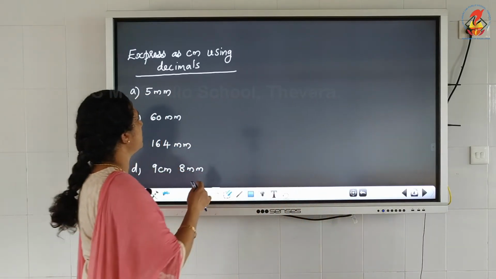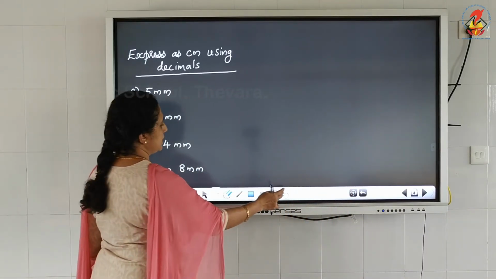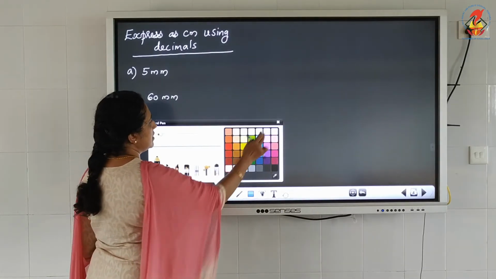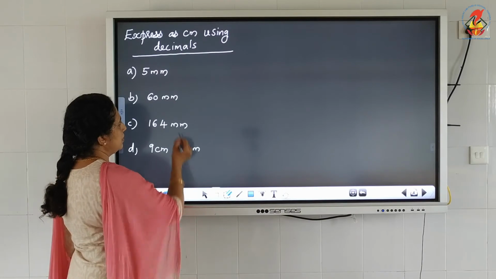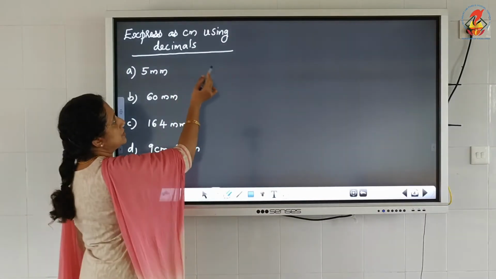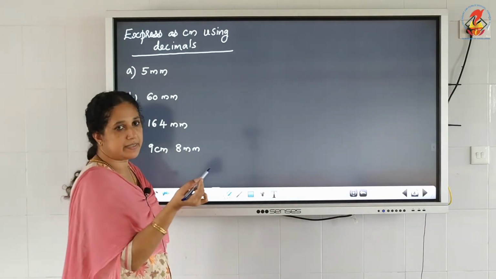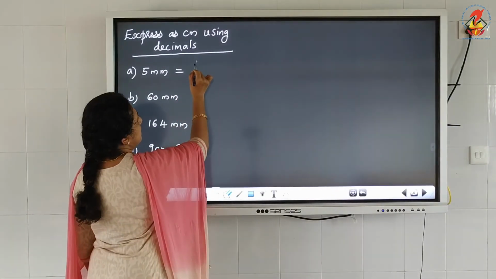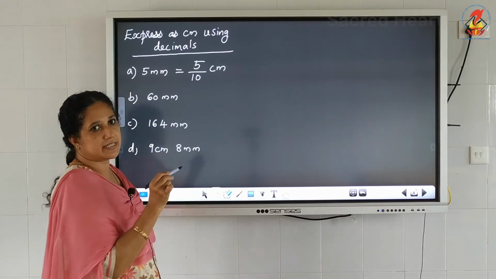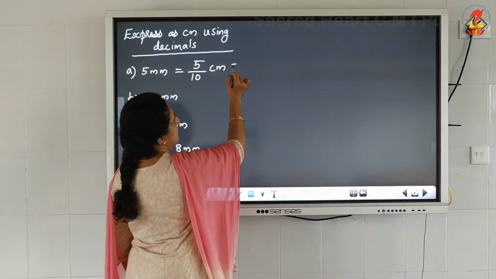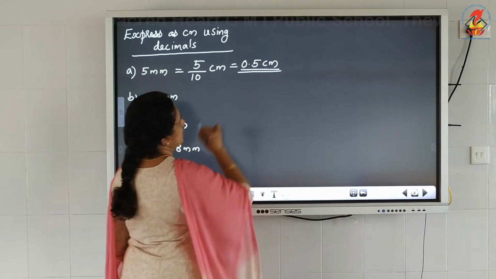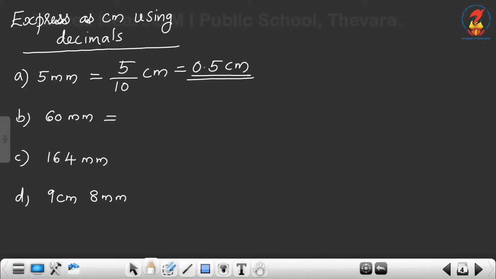Now we can look into the problems. Express as centimeters using decimals. All of them are given in terms of millimeter. So if you want to change millimeter to centimeter, you have to divide by 10. So 5 millimeter means 5 by 10 centimeter. Then 5 by 10 centimeter in decimal form is 0.5 centimeter.